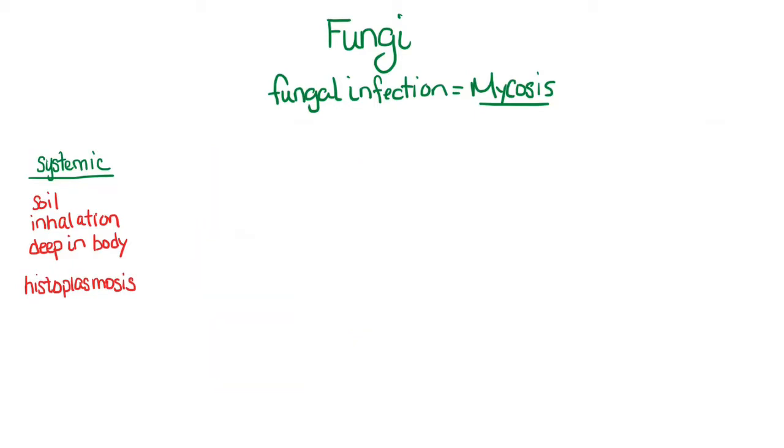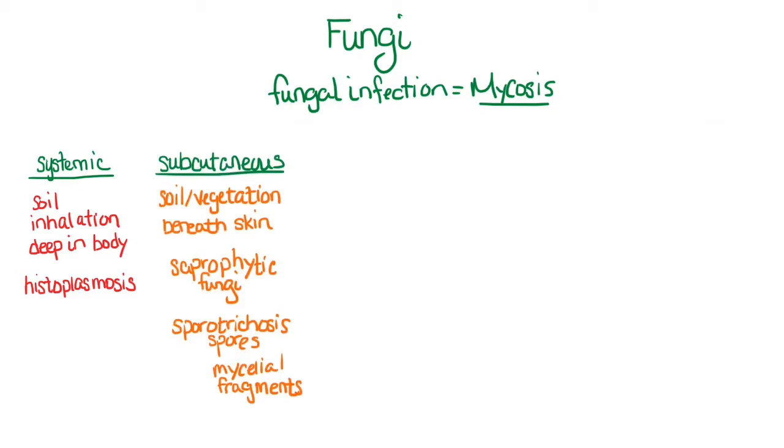First one is systemic. An example is histoplasmosis, a fungi that can be found in the soil. Once inhaled, it can dwell deep in the body. Systemic mycosis. Subcutaneous mycosis. Two examples here. I have saprophytic fungi and sporotrichosis. Sporotrichosis has spores and mycelial fragments that can dwell beneath the skin. They are found in soil and vegetation.